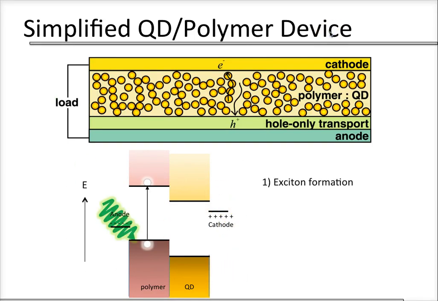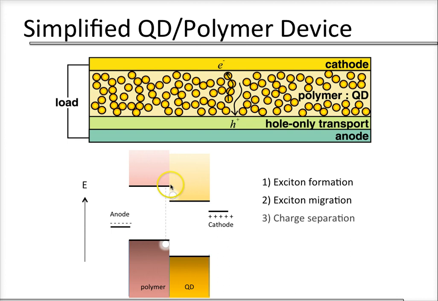So light comes in, it moves an electron up to the conduction band of the polymer. Now this electron is going to be attracted to the cathode, and the hole is going to be attracted to the anode. So they're going to move together as an exciton pair, and then the electron is going to have to jump from the polymer to the quantum dot. Then now that they're separated from each other, they'll be attracted to their respective anode and cathode, and then they have to hop again from that material to the anode and the cathode.